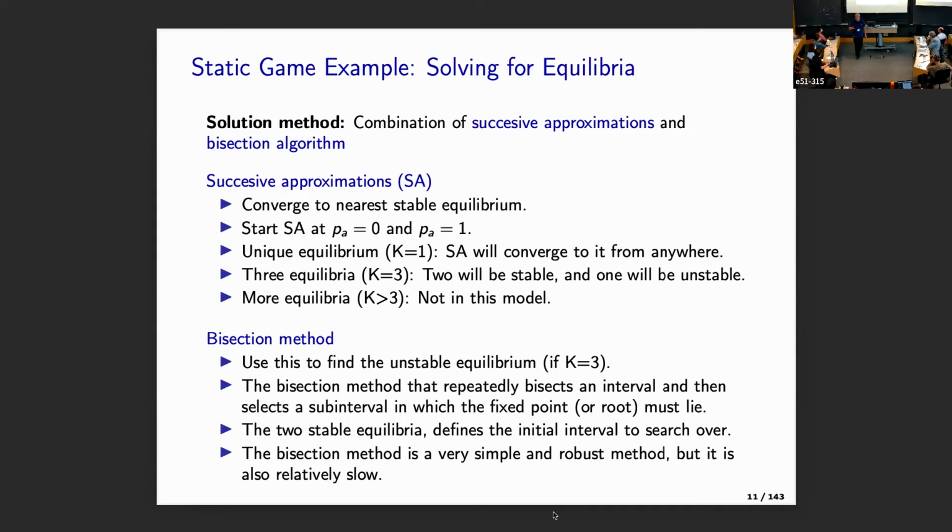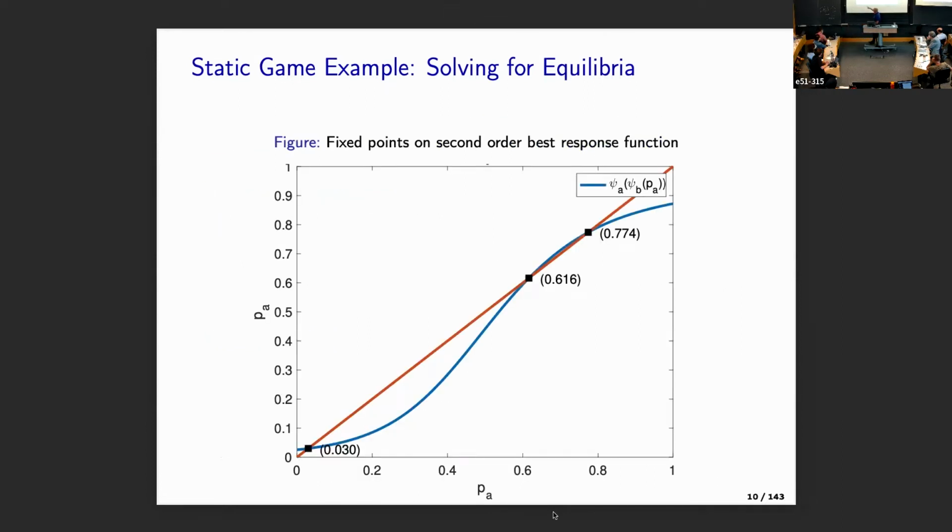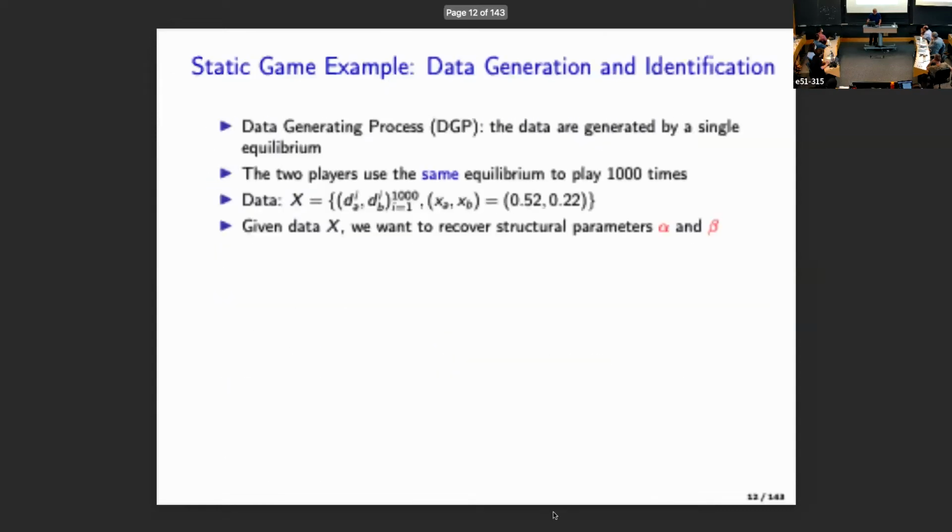That's pretty easy. You can start here and do the successive approximation. Starting from here, you can find that equilibrium. If you start from the other end, you're going to find the other equilibrium, and then you can use some bracketing or bisection algorithms to find the one in the middle. So we have a surefire way to find all these equilibria. It's not that hard. Okay, so let's do some Monte Carlo.